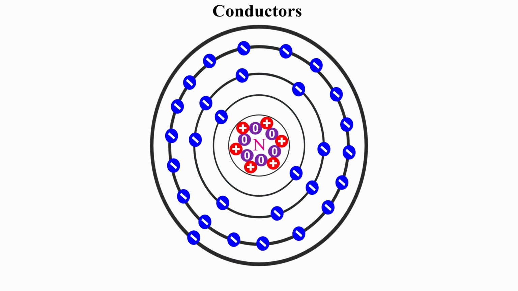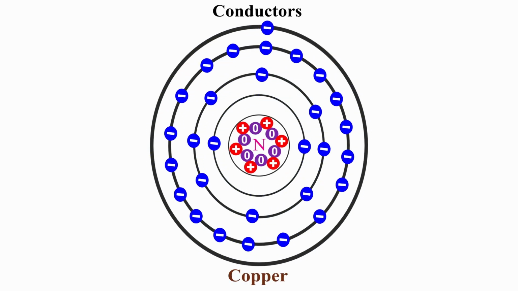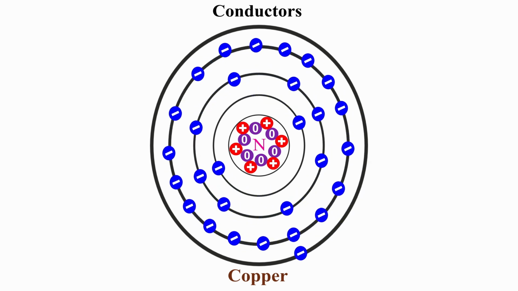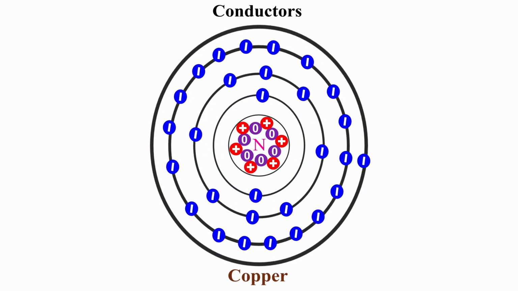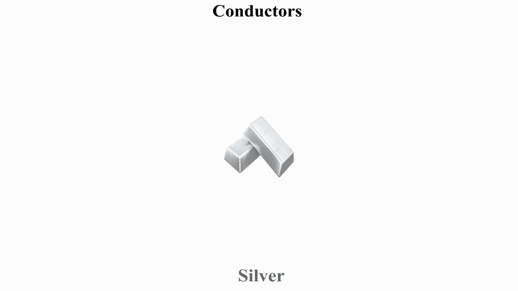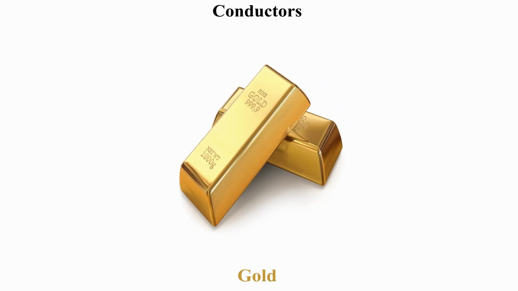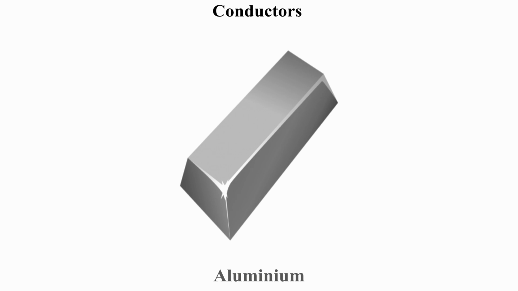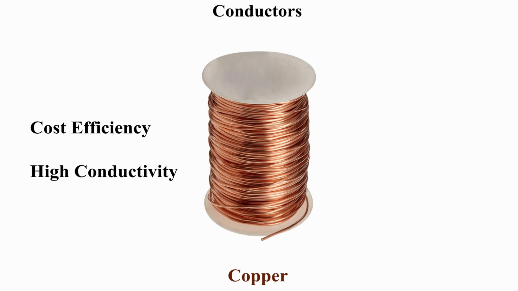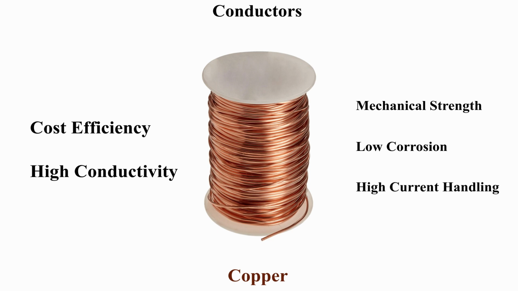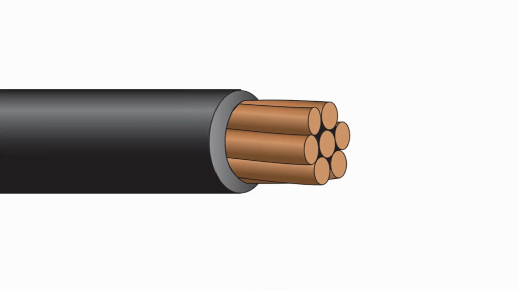The atom with 29 protons forms copper material. So finally we can understand copper is a conductor. Similar conductors are silver, gold, aluminium, etc. Among these, copper is the most widely used conductor because of its cost efficiency, high conductivity, good mechanical strength, low corrosion, high current handling. This is a copper wire.